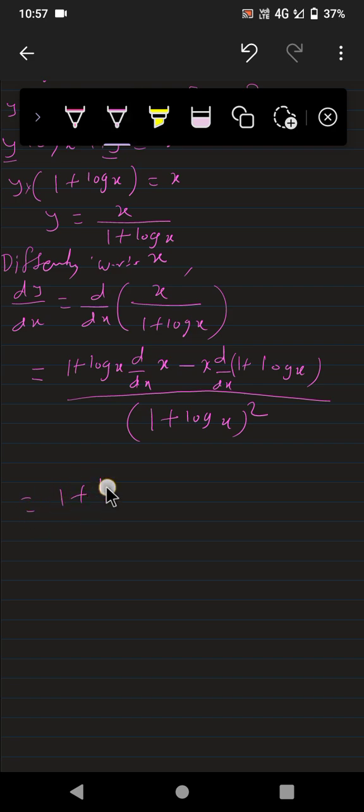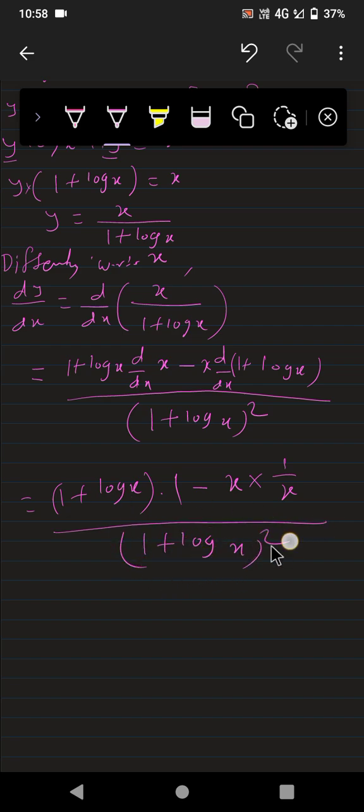So (1 plus log x) as it is, I will take a bracket, d by dx of x. d by dx of x is equal to 1 into 1, minus x into d by dx of 1, a constant term. What is the derivative of a constant? 0. So d by dx of 1 is 0. d by dx of log x is 1 upon x. Remember, the derivative of log x is 1 upon x.